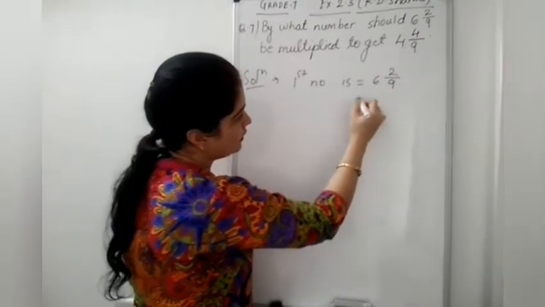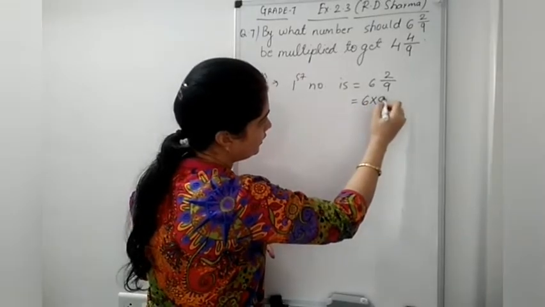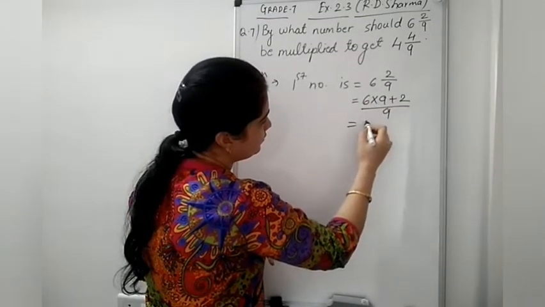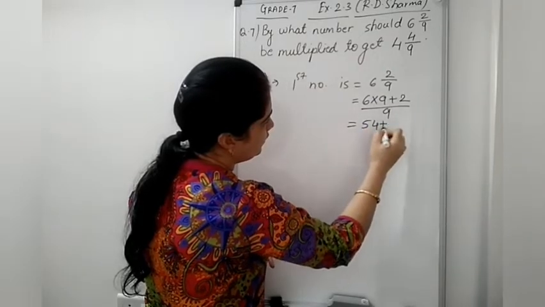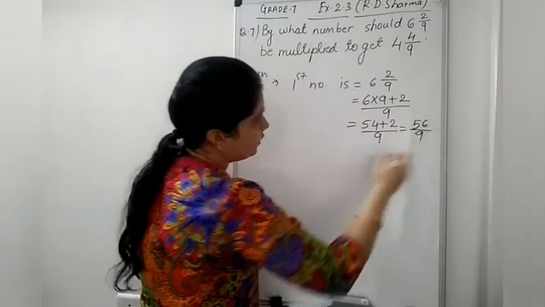As this is a mixed fraction, we need to convert it into a normal fraction. We'll convert it first. 6 multiplied by 9 plus 2 divided by 9. 6 nines are 54 plus 2 upon 9, which will give you 56 upon 9.